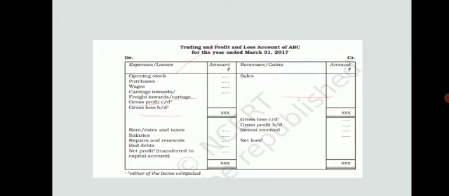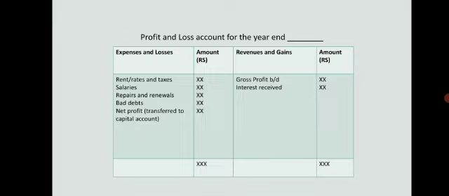All indirect expenses, we enter it in profit and loss account. So we'll see the format of profit and loss account once again. On the debit side, we enter all expenses and losses, right? Rent, rates and taxes, salaries, repairs and renewals, bad debts, depreciation, discount allowed, interest paid, printing and stationery, advertisement, sales expenses, office expenses, traveling expenses, etc. We enter it on the debit side of profit and loss account under the head expenses and losses.